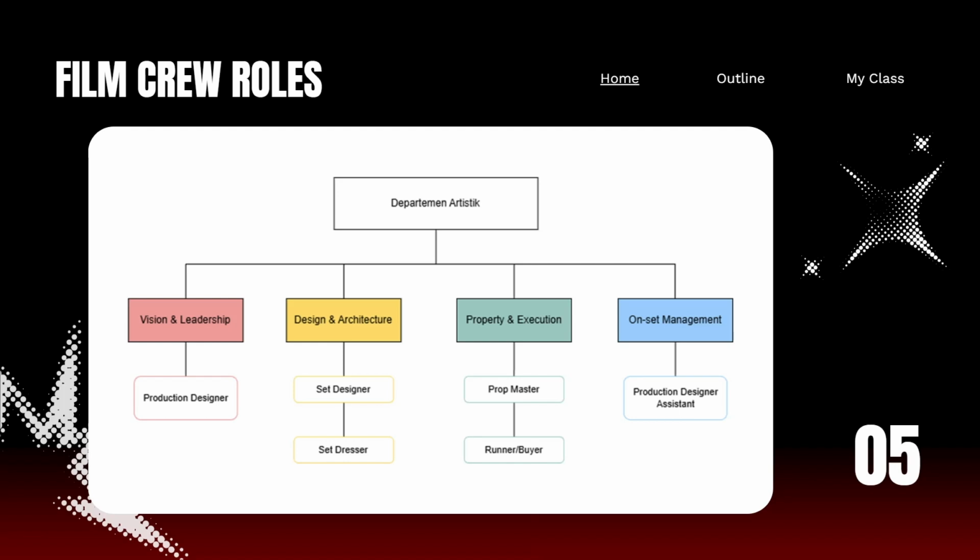Next, we have the set dresser. They are the ones who decide which specific items go into the set in order to make it look lived in or authentic. Next, we have the prop master. They are the ones who track, find, and manage all handheld objects or props used in a film. Next, we have the runner or the buyer. They are the ones who move quickly to buy or rent items needed urgently by the prop master or the set designer. Next, we have the production designer assistant. They help the production designer by standing by on the set to adjust the props, set cameras according to the camera framing.